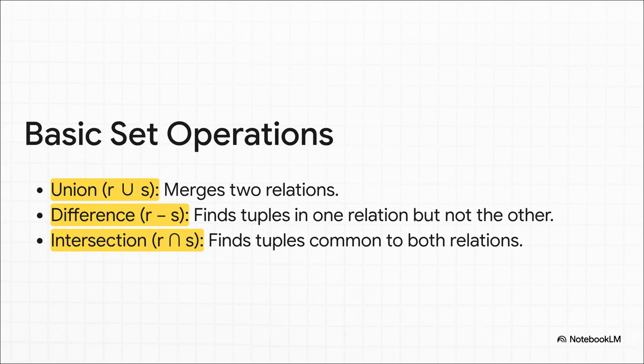For this kind of work, relational algebra just borrows the classic set operations you might remember from math class. A union could merge, say, a list of old movies with a list of new movies. A difference could show us directors who made sci-fi movies but not thrillers. And an intersection would find movies that are on both lists. These are just fundamental tools for comparing what you've found.